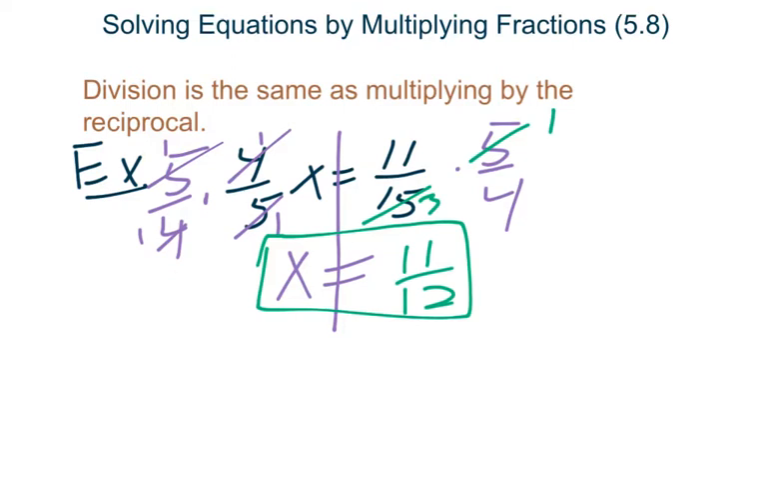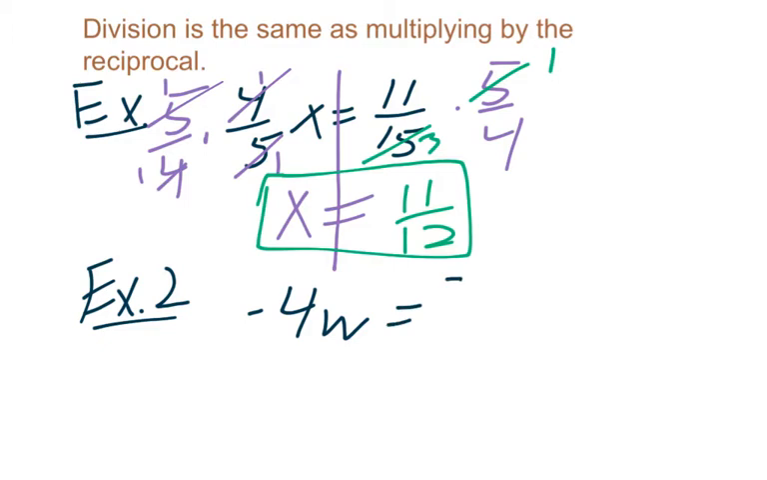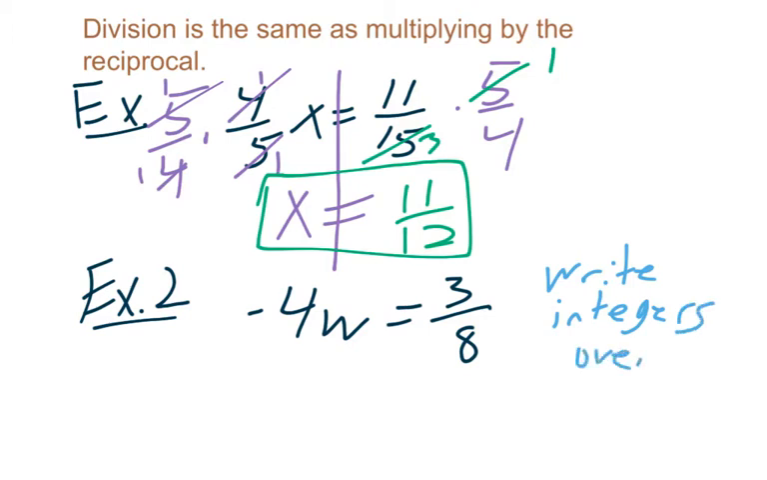All right, let's try another example. One with negative numbers, and this time an integer on one side. So for example 2, if we had negative 4w equals 3/8, we can write integers over 1. And the reason we can do that is because if we divide negative 4 by 1, it's still going to be negative 4. So any number divided by 1 is still the same number.